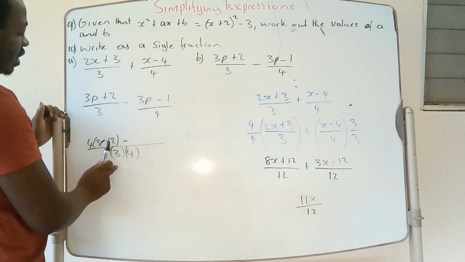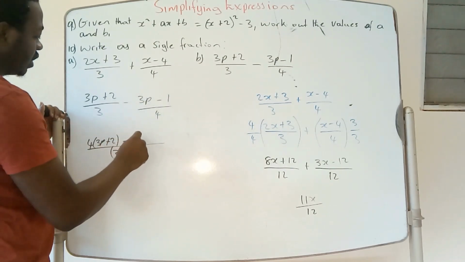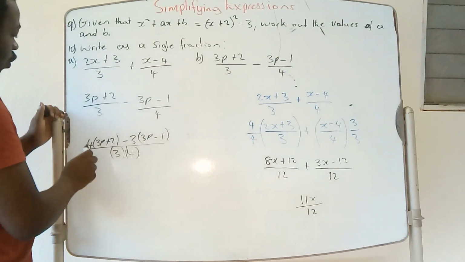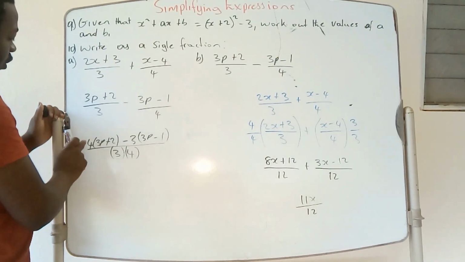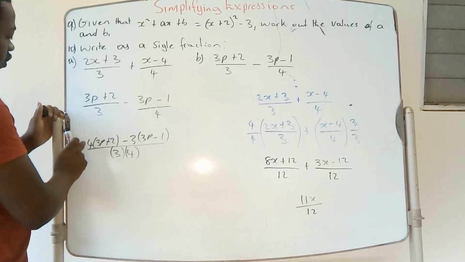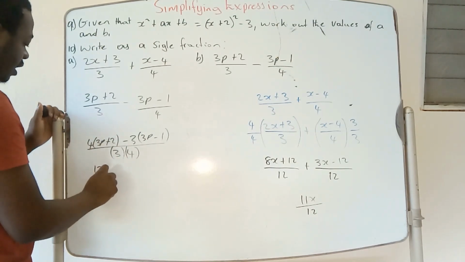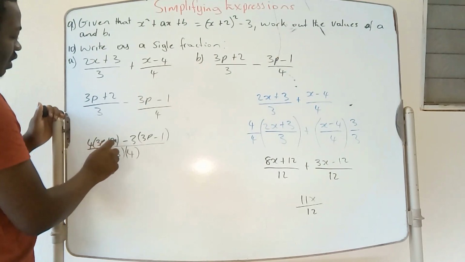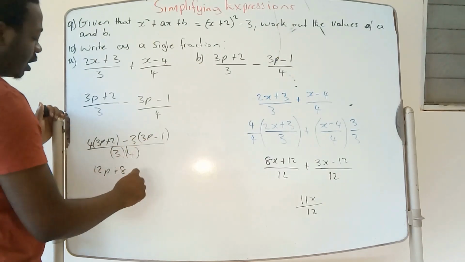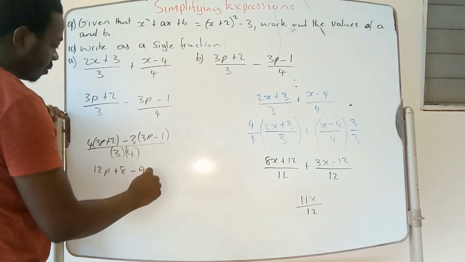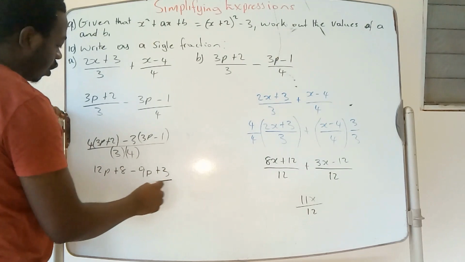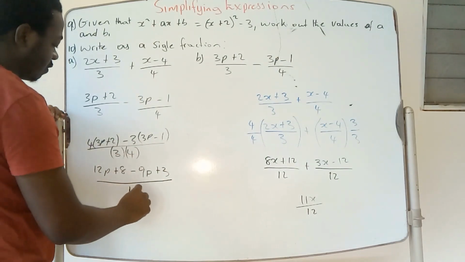4 will cancel 4. 3 is left. Take that 3 to multiply all the numerators. So it's going to be 3 times 3p minus 1. Now distribute and simplify. So we're going to take the 4 to multiply each term and take the minus 3 to multiply each term inside of a bracket. So 4 times 3p, that's going to be 12p. 4 times positive 2, that's going to be positive 8. Minus 3 times 3p, that's going to be minus 9p. Minus 3 times minus 1, that's going to be plus 3. All of that over 3 times 4, which is 12.